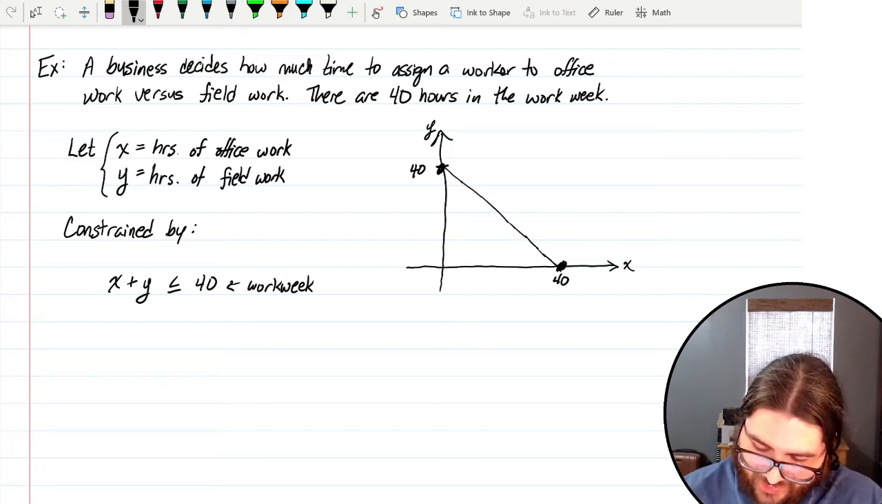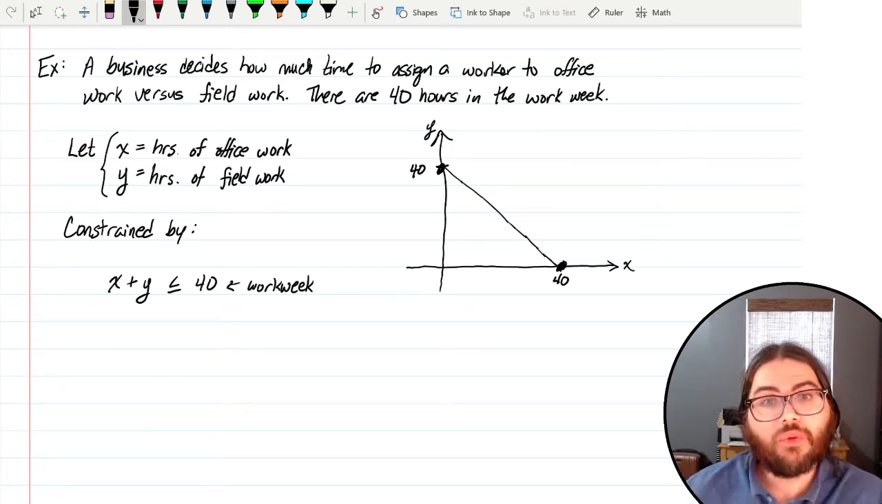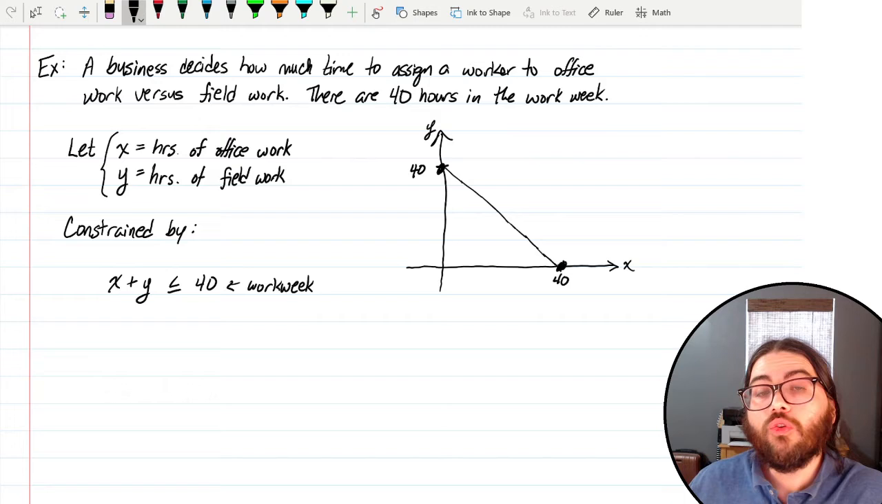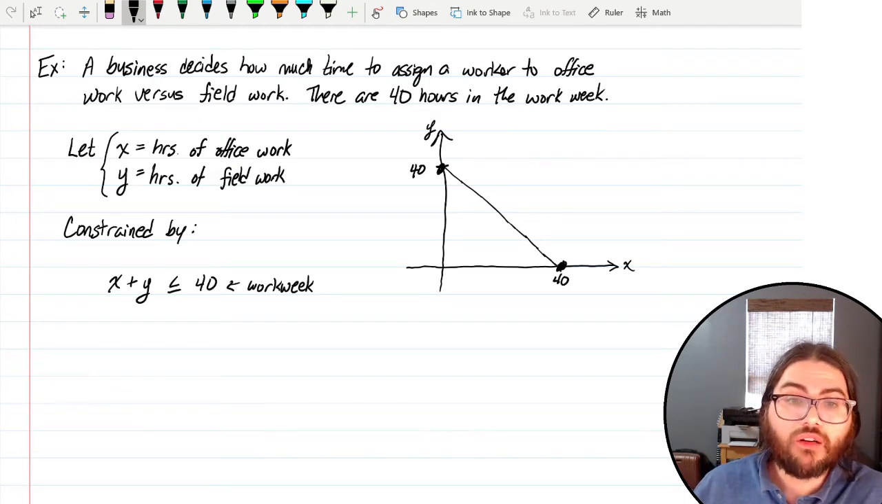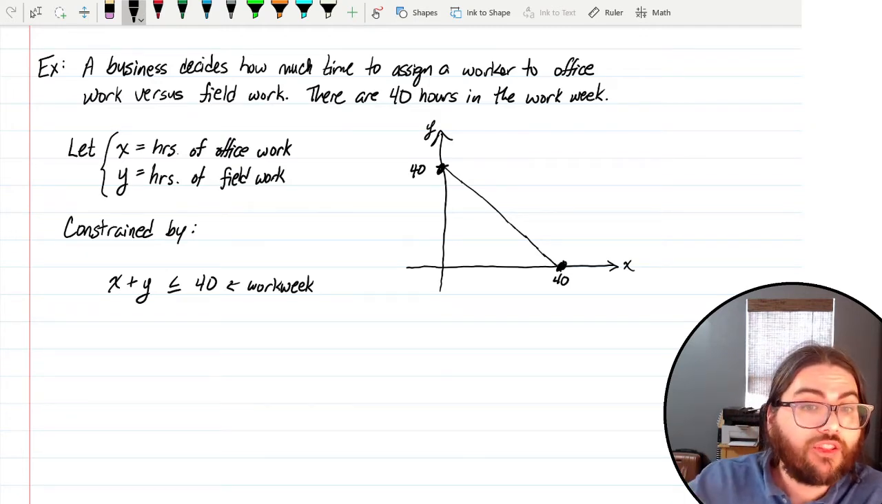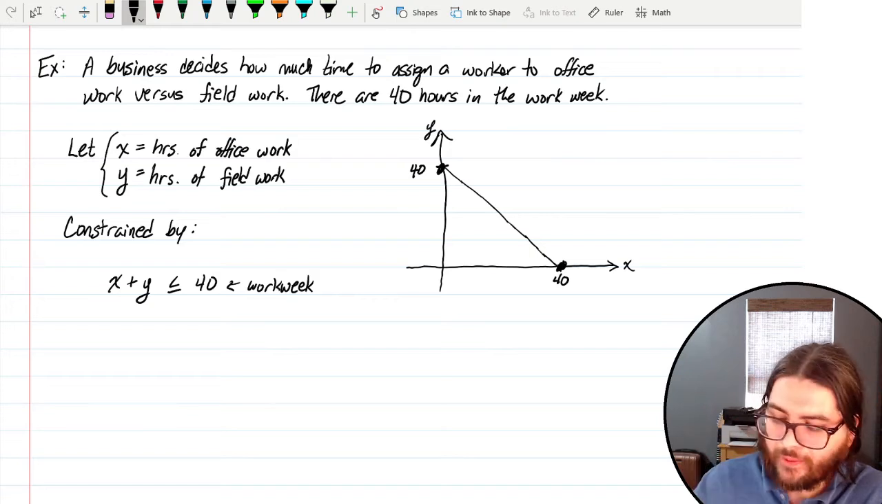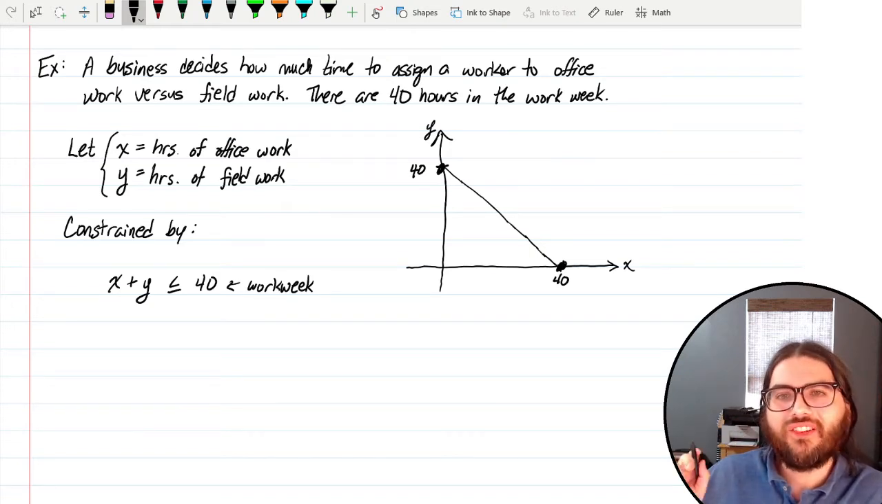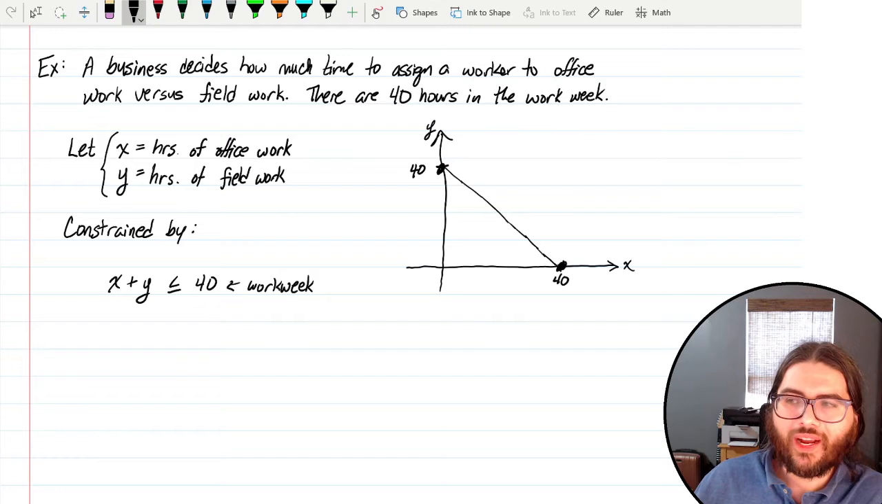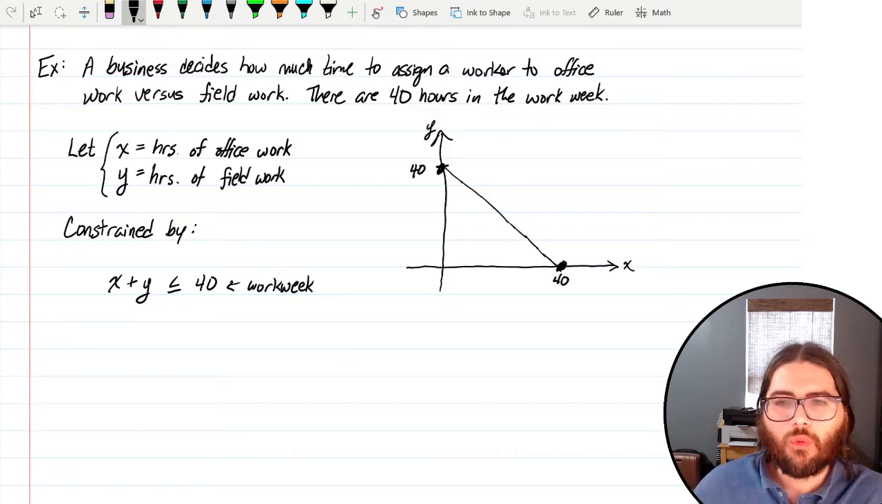I got those very quickly by plugging in 0 for one variable and finding the other variable. This line technically continues forever, but as we're about to see in a minute, when we do these kinds of application problems, we rarely will continue the line outside the first quadrant. The reason for that is because if I'm working some numbers of hours per week, I can't work a negative amount of hours. That doesn't make any sense. What does that mean? If I work a negative amount of hours, does that mean I need to give money back? Nothing about that makes sense.